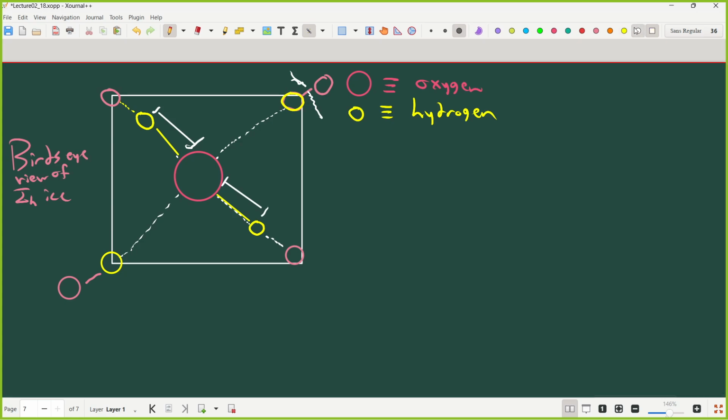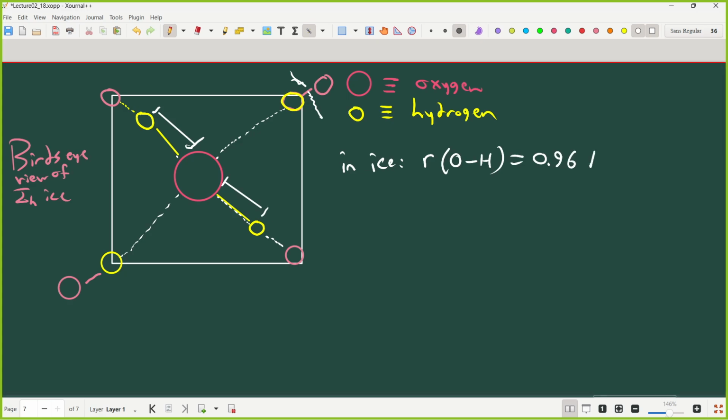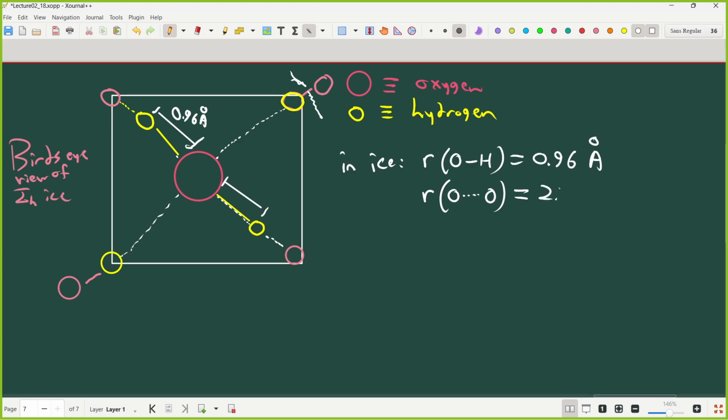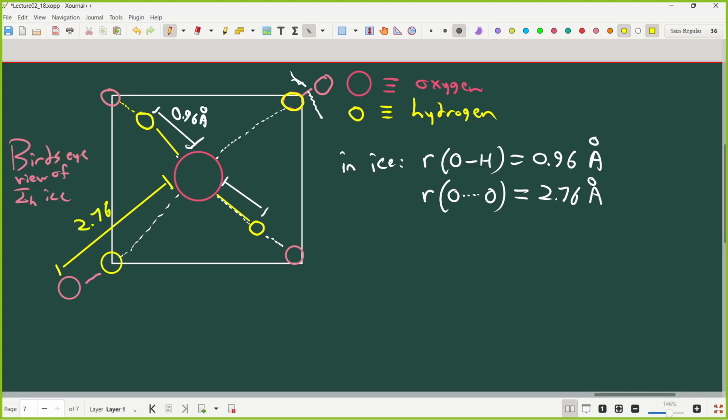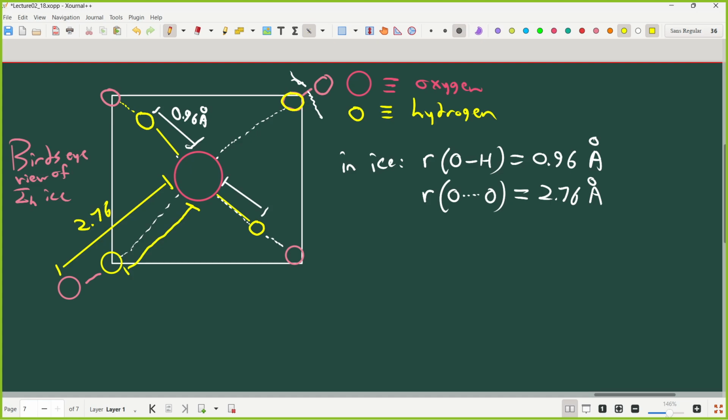Well, it turns out that in ice, the distance of an OH bond, the water OH bond, is 0.96 angstroms. So this is 0.96 angstroms distance. And the distance for a hydrogen bond, which would be the distance between 2 oxygens, is 2.76 angstroms. So the distance from here to here is 2.76. And that means the length of that hydrogen bond, from the far oxygen to the hydrogen, is the difference between 2.76 and 0.96. That's going to be 1.80.